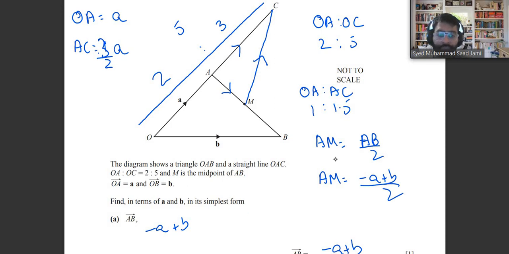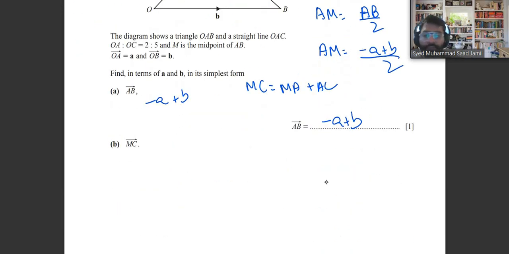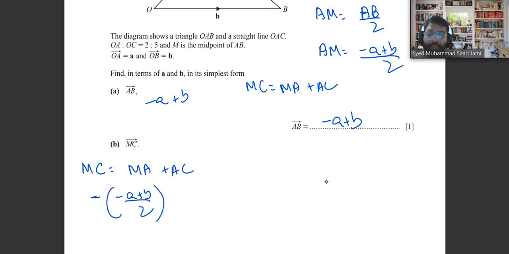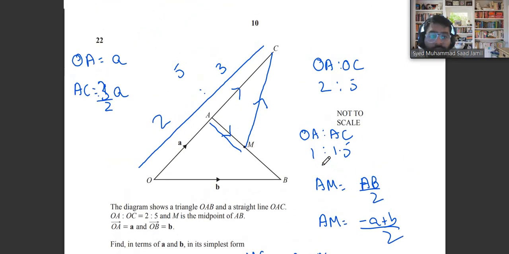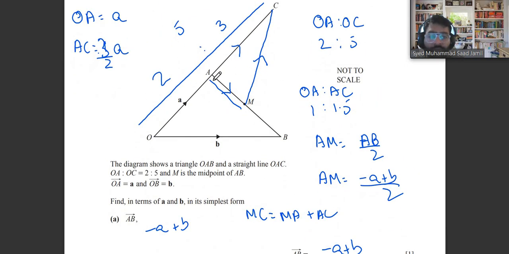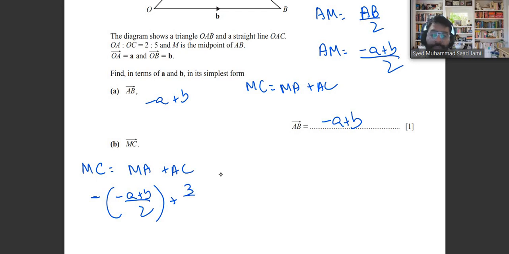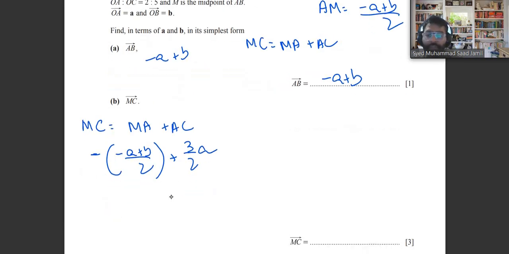So MC is actually MA plus AC. So MC is equal to MA plus AC. MA is going to be negative AM, which is a minus b upon 2, plus AC is going to be, where is AC? AC is 3 upon 2a. This turns out to be positive a upon 2, negative b upon 2, positive 3 upon 2a.